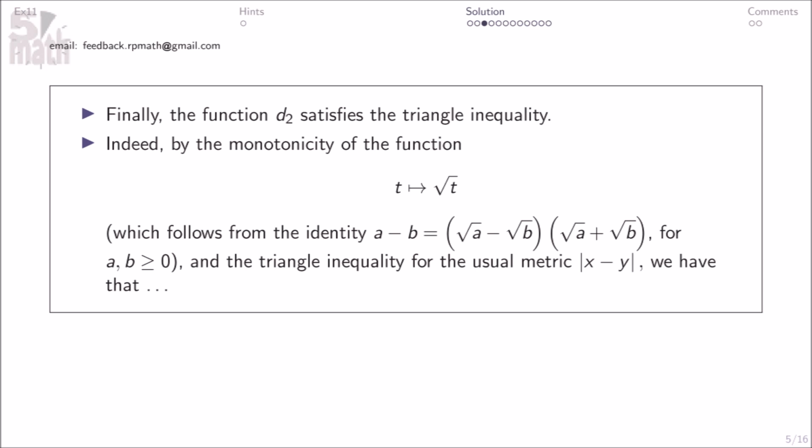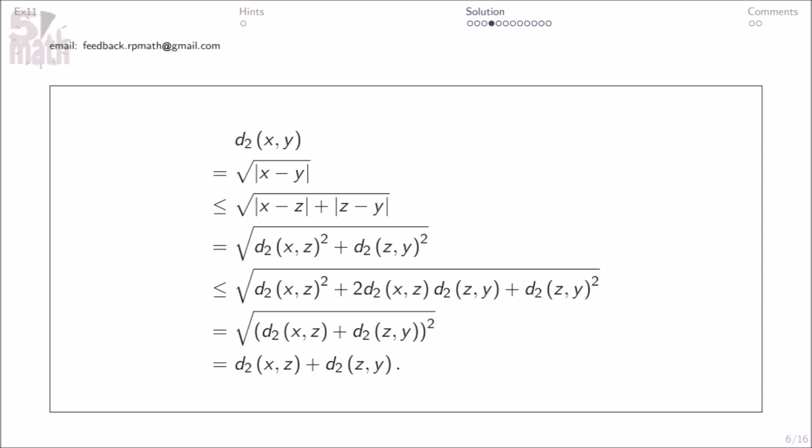Indeed, by the monotonicity of the function here, which follows from the identity a minus b equals this for a greater than or equal to b greater than or equal to 0, and the triangle inequality for the usual metric absolute value x minus y, we have that D2 of xy equals all of this.